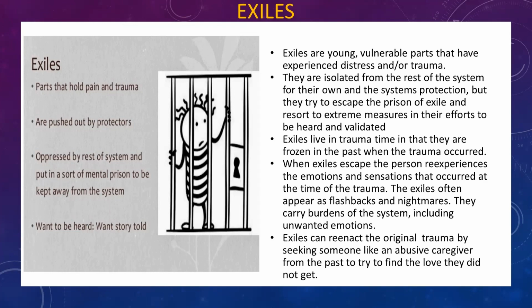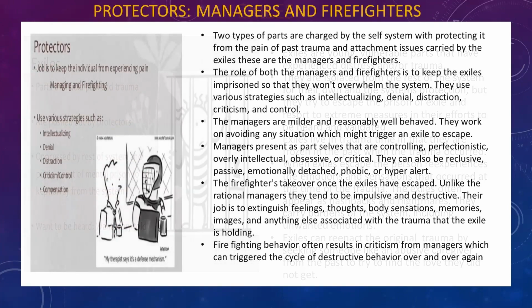They carry burdens of the system, including unwanted emotions. Exiles can reenact the original trauma by seeking someone like an abusive caregiver from the past to try to find the love they did not get. Next, let's consider how the self system protects itself from the pain carried by the exiles.